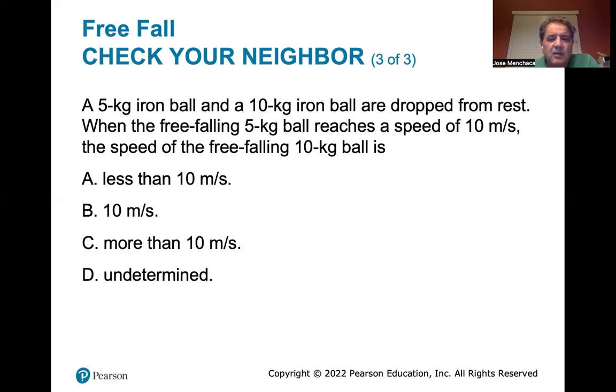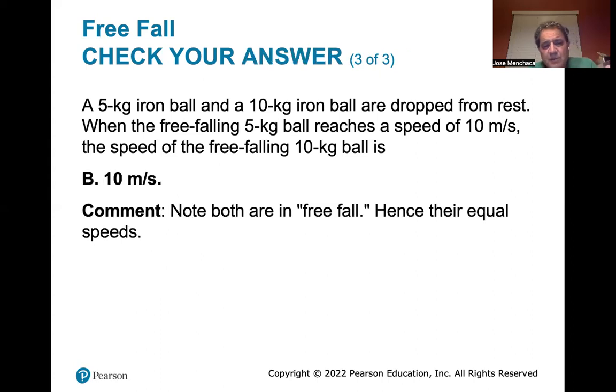Okay, a 5 kilogram iron ball and a 10 kilogram iron ball are dropped from rest. When the free falling 5 kilogram ball reaches a speed of 10 meters per second, the speed of the free falling 10 kilogram ball is, if we go back here, the same. So if the 5 kilogram ball reaches 10 meters per second, then B, 10 meters per second. Both are in free fall, hence they're equal speeds. Okay.